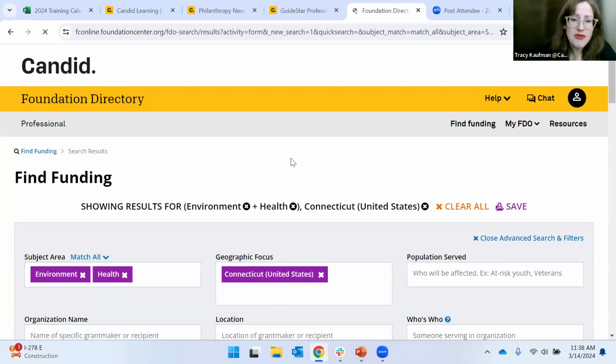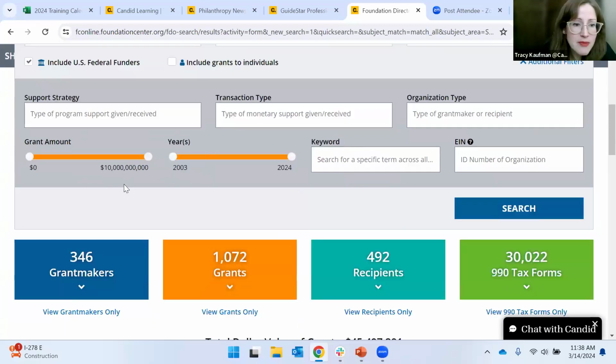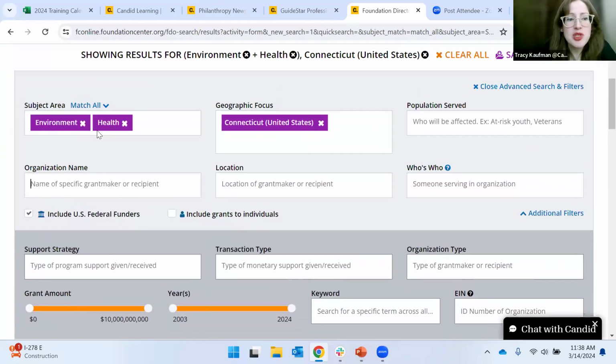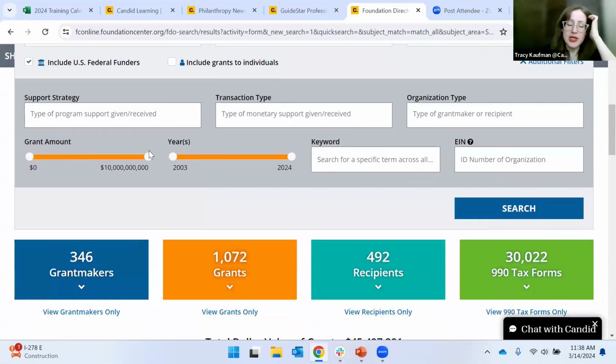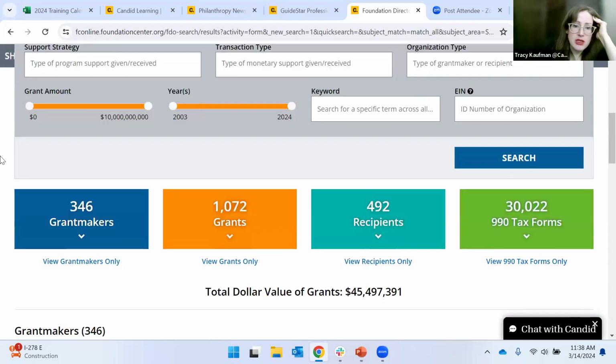So we run a search. I have a feeling this might be a long list. Right? Oh yeah, because we're doing the intersection between the environment and health. We're isolating funders who care about both, and they are willing to fund in Connecticut. So this is a nice number, 346.